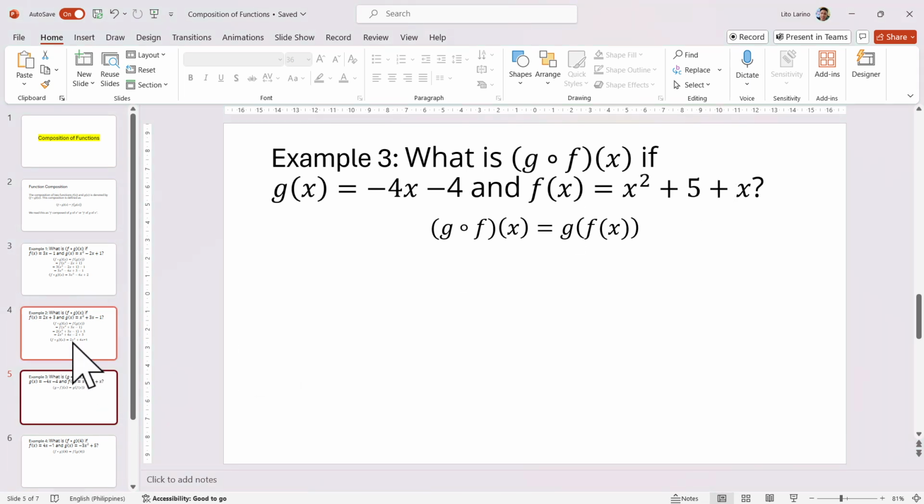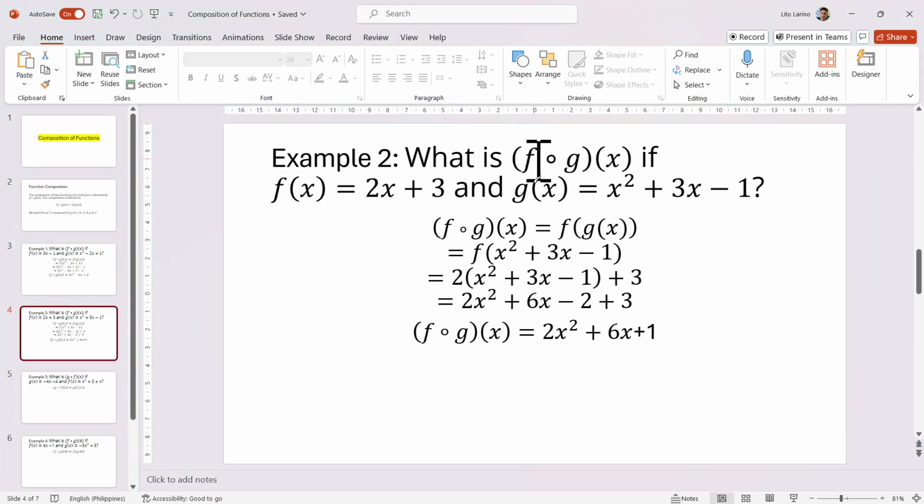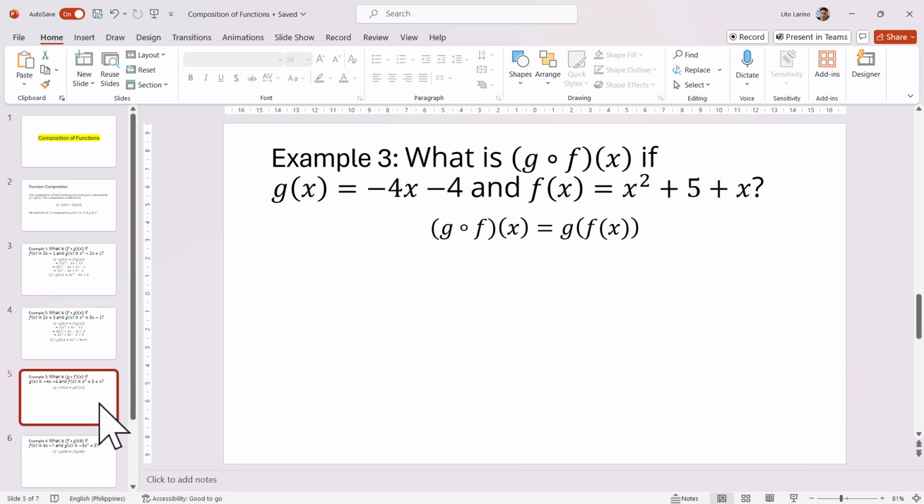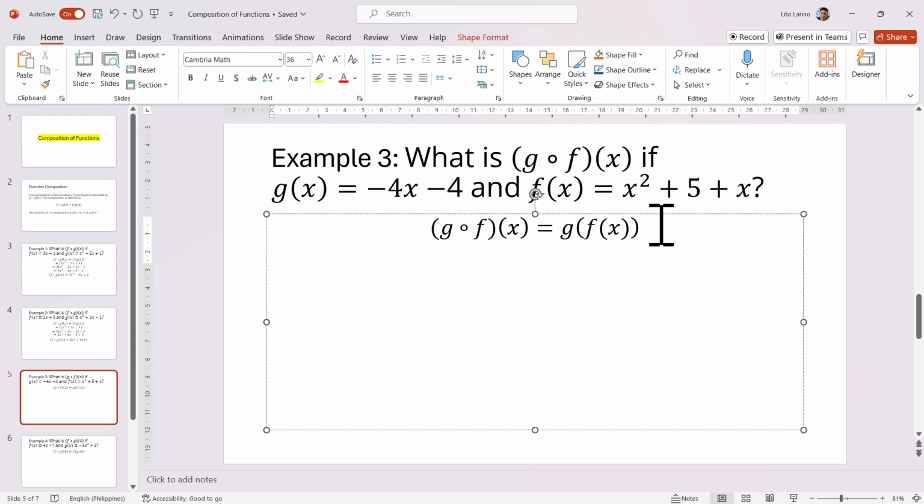Take note that in the first two examples, we have f here as the first function, and then g is the second function, and that is to be denoted as f of g of x. But in this case, we have g first, and then the second function is f. That is to be evaluated g of f of x, meaning we will evaluate our function g of x at the given expression for f of x. Let's do this, don't be confused.